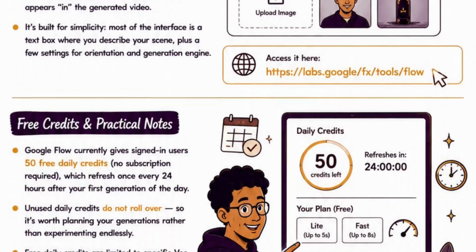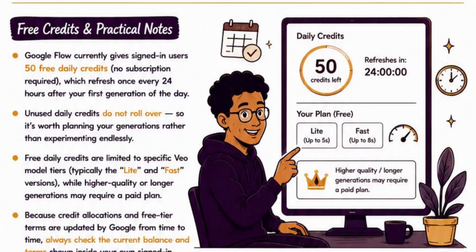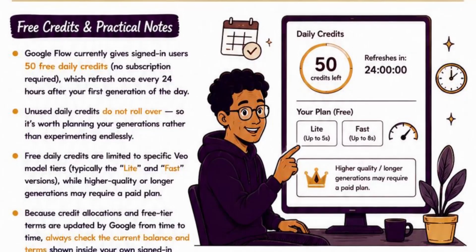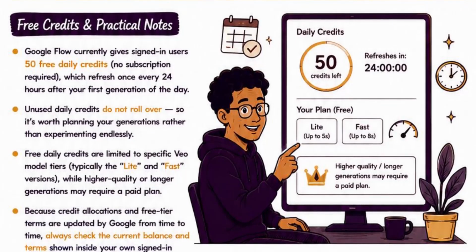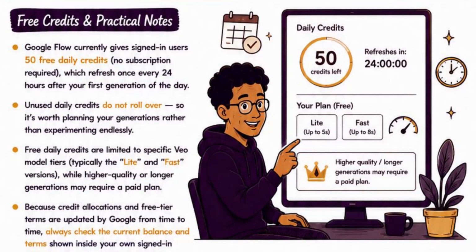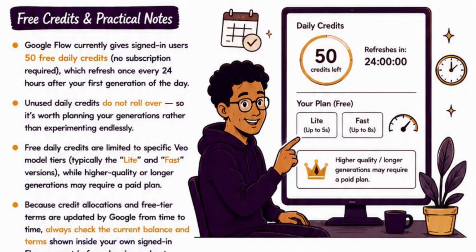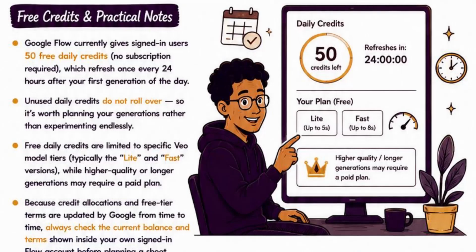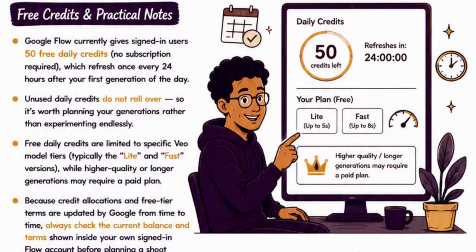Free credit and practical notes. Google Flow currently gives signed-in users 50 free daily credits, no subscription required, which refreshes once every 24 hours after your first generation of the day. Unused daily credits do not roll over, so it's worth planning your generation rather than experimenting endlessly.